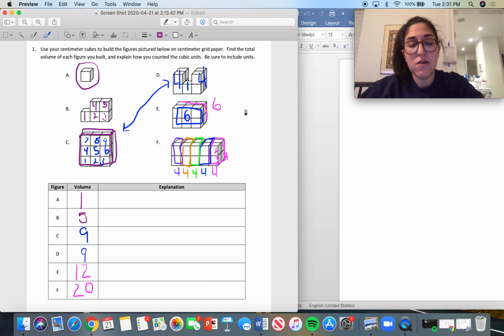So that is how you find volume, and that should help you with the exit ticket that is attached to tomorrow's problem set.